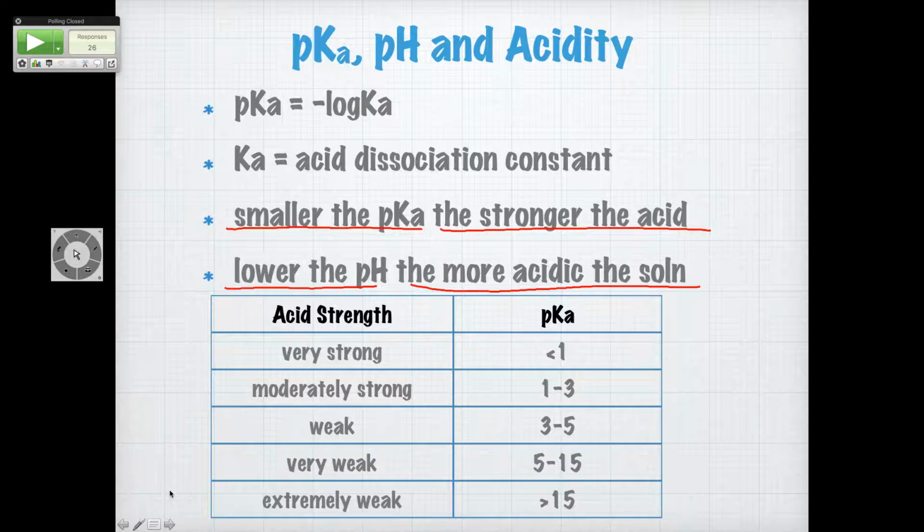Okay. So if your acid has a pKa less than 1, it's very strong. 1 to 3 is moderately strong. 3 to 5 is weak. Very weak is 5 to 15. And if you're over 15, you're an extremely weak acid. That doesn't mean you can't function as an acid. It just means you're extremely weak. So you have to have a strong enough base to overcome the fact that you're really weak. Okay?